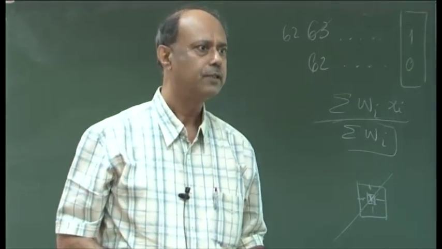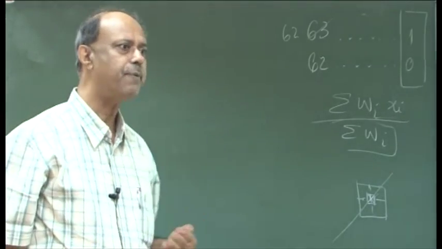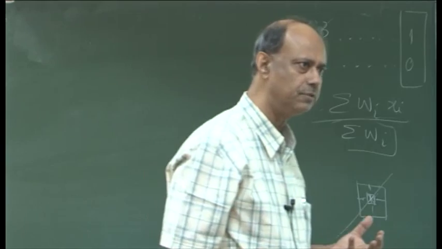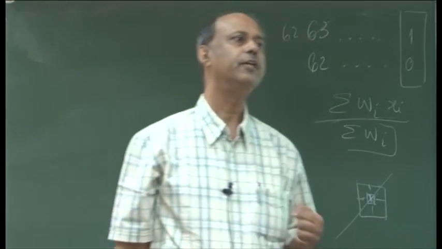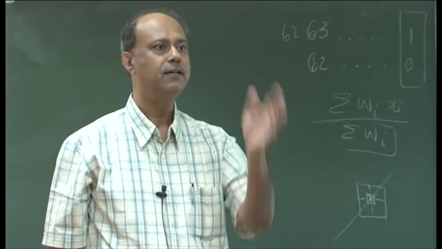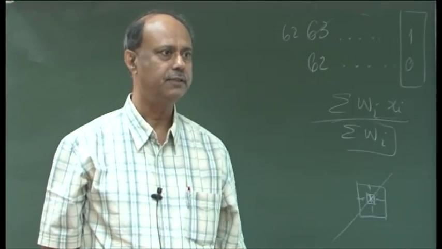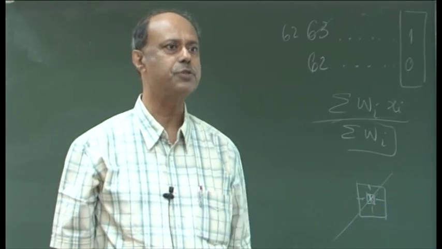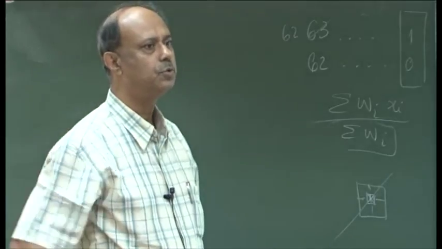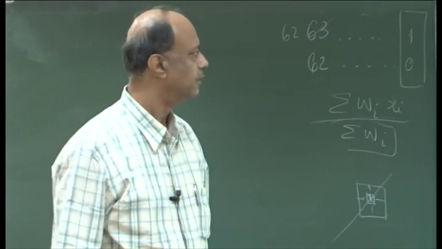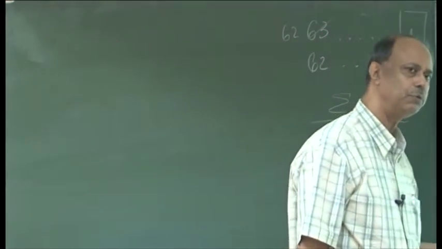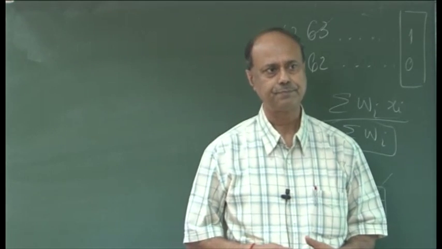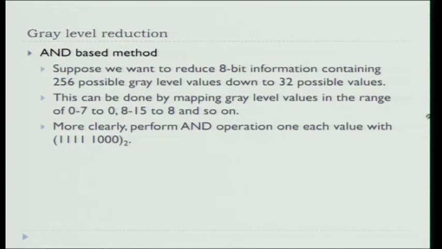Agreed? So, one way is that you can perform the operations on the gray values. Another one is that you can perform the operation on the column, row thing, but you can skip some columns, you can skip some rows to reduce the size. So, the simplest one, what we do, is gray level reduction. In the gray level reduction, the first one is the AND operation.